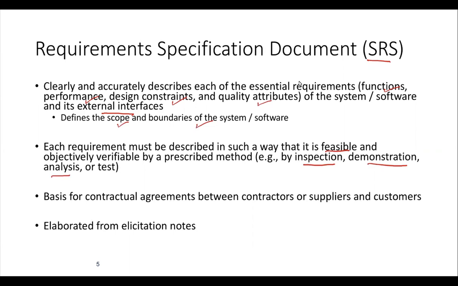The SRS is considered as a contract or agreement between contractors, suppliers, and customers, or the entire set of stakeholders. The SRS actually is elaborated based on the information from the elicitation notes and the analysis models that we were able to extract from the analysis phase.